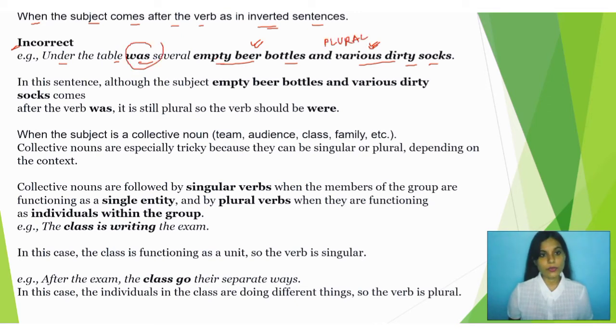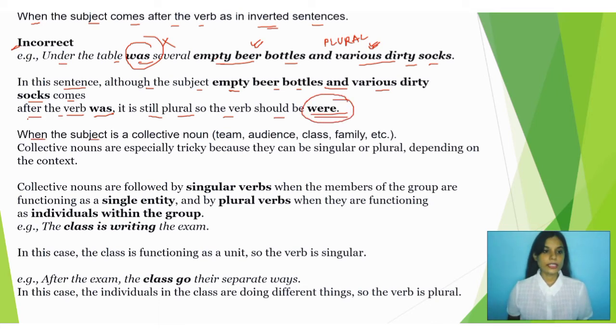So why are we using "was"? This is wrong. In this sentence, although the subject, empty beer bottles and various dirty socks, comes after the verb "was", it is still plural. So the verb should be "were". Okay, so this is "were".